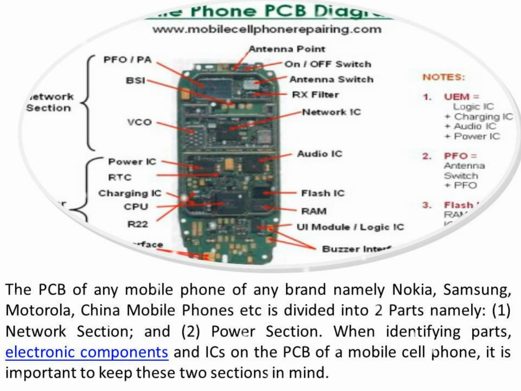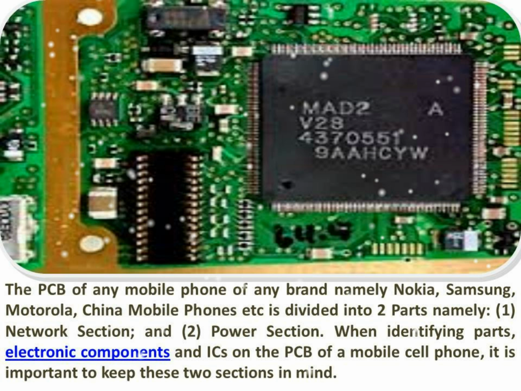Antenna switch. It is found in the network section. It is made from metal and non-metal. It has 16 pointer legs. In some mobile phones, the antenna switch is merged with PFO. PFO, power frequency oscillator. It is present beside the antenna switch.